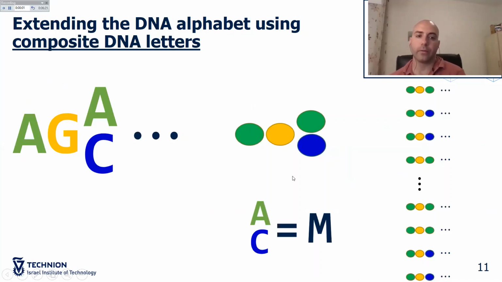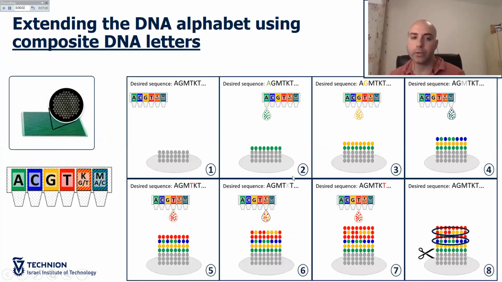So imagine that we can take the 3rd letter of the sequence and design it such that it will contain a 1-to-1 ratio of A's and C's, meaning that if you look at the population of molecules representing this sequence, in the 3rd position, roughly half of them will contain an A, and the other half will contain a C. We can call this composite, a 1-to-1 ratio of A and C, letter M, and now we basically extended the DNA alphabet. So how do we achieve it? How do we actually synthesize this composite letter?